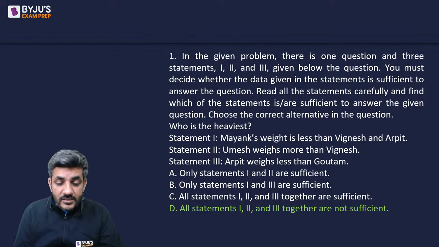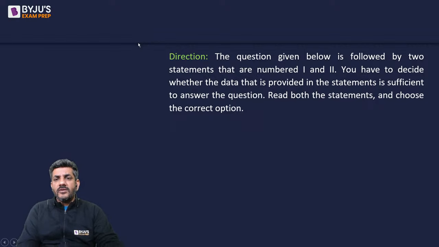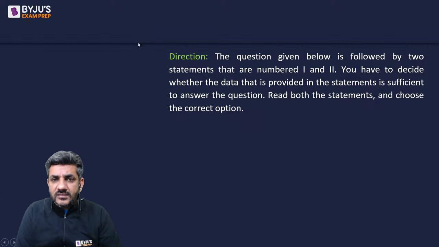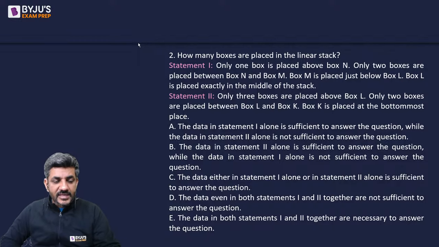I am sure you have understood. It's an easy one. Let's move ahead to the next one. Let's see how easy or difficult it is. Once again, the same directions. Questions given below is followed by two statements that are numbered 1 and 2. You have to decide whether the data is sufficient or not. Here is the question. Give me the answer.